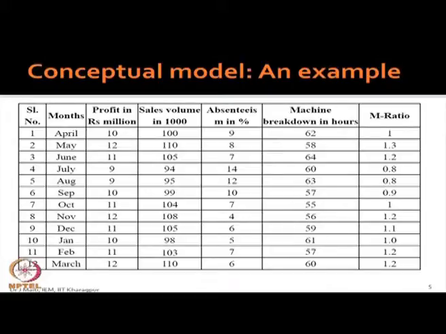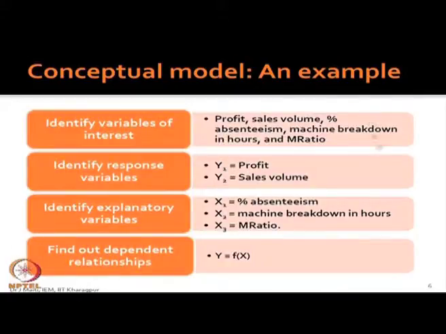Then you see this example. I told you that profit, sales, absenteeism, these are the things. Now, here profit and sales, they can be dependent variables, and absenteeism, machine and M ratio can be independent variables. And then this is the example from this conceptual model point of view, what we are discussing about the CT scan. So, identify variables of interest, this is the first step.